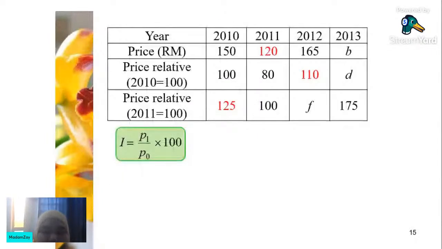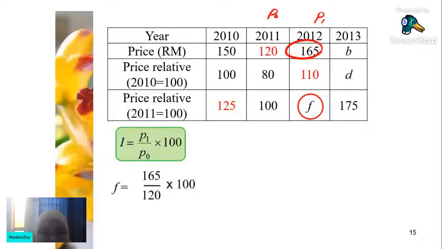Now to find F. What is F? F is the index with the base of 2011 for 2012. So F is equal to P1 over P0. P1 is the price in the current year, which is 165, divided by P0, which is the price in 2011, the base year, which is 120, multiplied by 100. Calculating it, we get 137.5. So now we have the value for F.